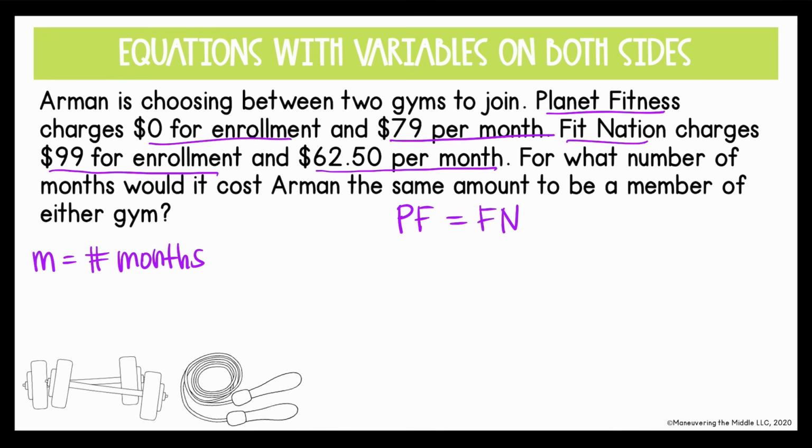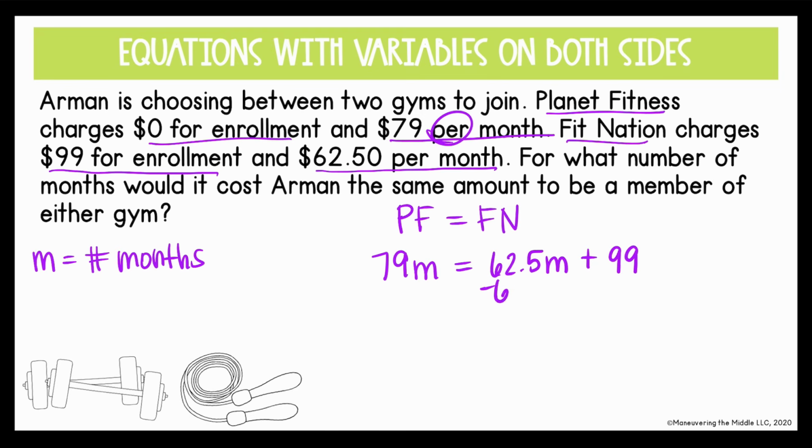So how can we represent Planet Fitness? Well, it's $0 for enrollment and $79 per month. So we can represent $79 per month through multiplication, 79 times M. Fit Nation has a $99 enrollment fee, so that's usually a one-time payment, and $62.50 per month. So let's start with the $62.50 per month, but then the enrollment would add $99. So now that we've set up our equation, we can solve for M, and that will tell us when both of those gyms, their cost would be equal.